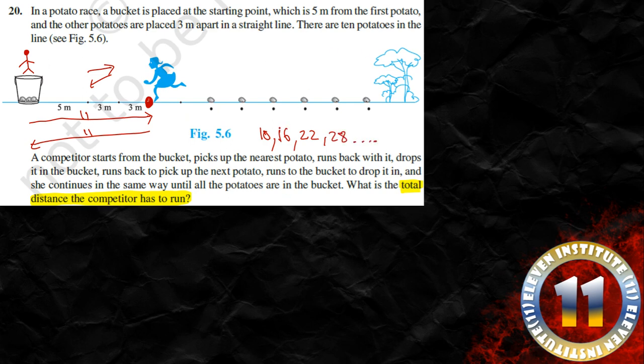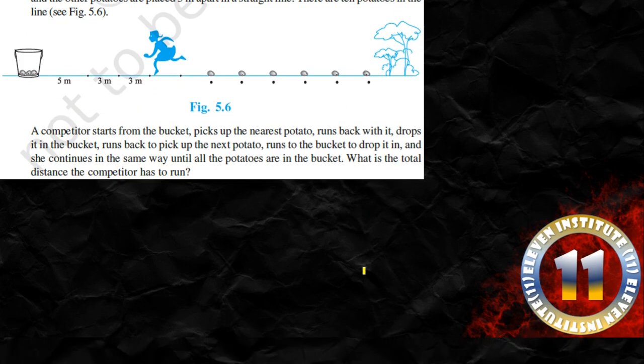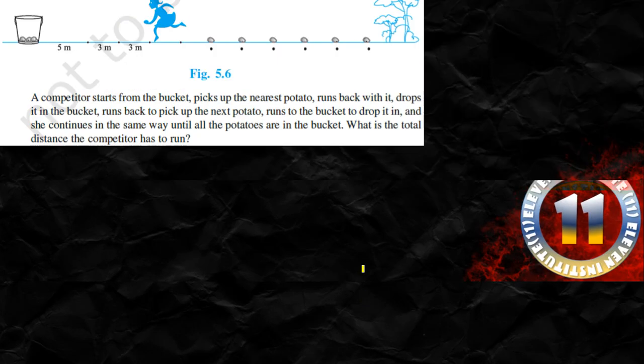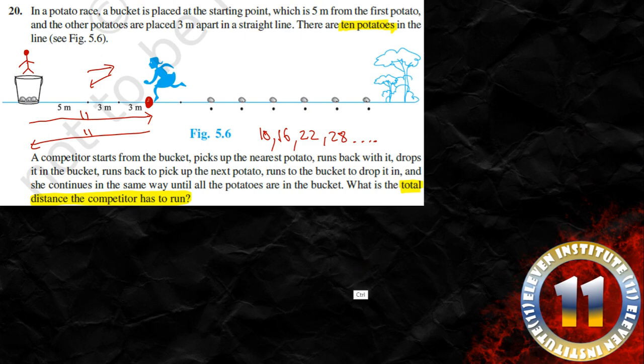There are 10 potatoes. Right, how many potatoes are there? There are 10 potatoes. So there will be 10 distances like this and we have to find their total. So let us write this. I hope the question is quite clear to you. Right, now let us write the solution over here.